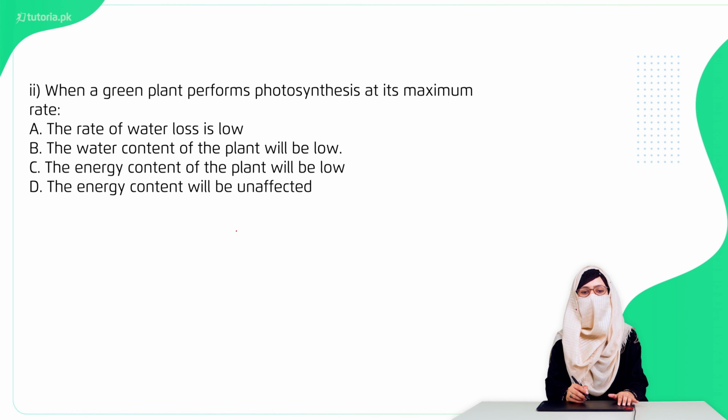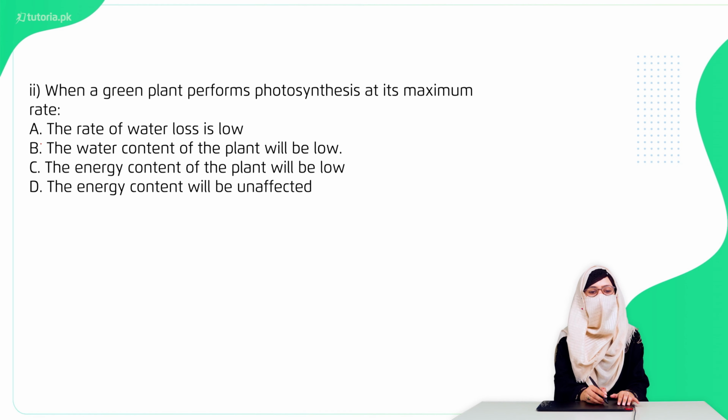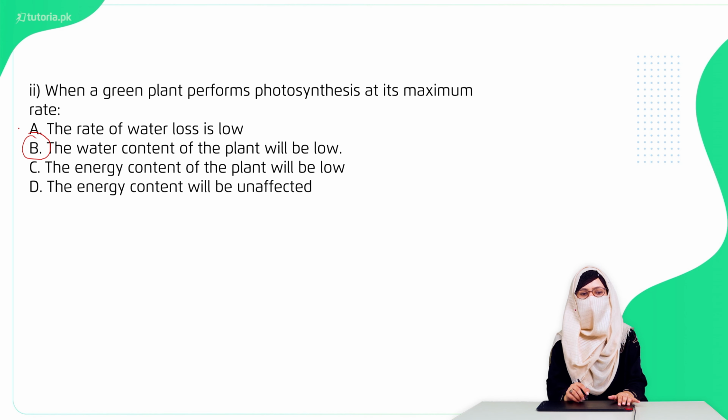Second question है: when a green plant performs photosynthesis at its maximum rate, option A the rate of water is low, option B the water content of the plant will be low, option C the energy content of the plant will be low, option D the energy content will be unaffected. The right option है option B the water content of the plant will be low.